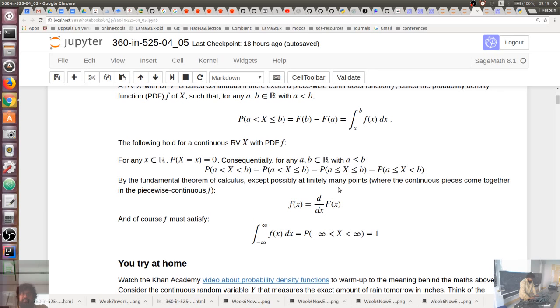That's that, and this is just the fundamental theorem of calculus. If we differentiate the distribution function with the integral, you get the density back.